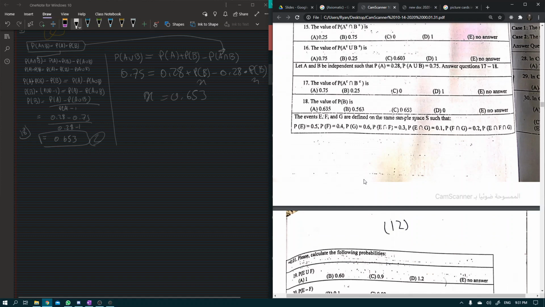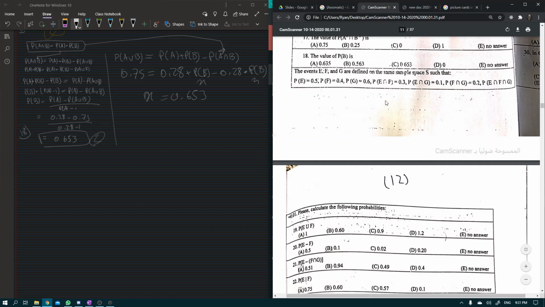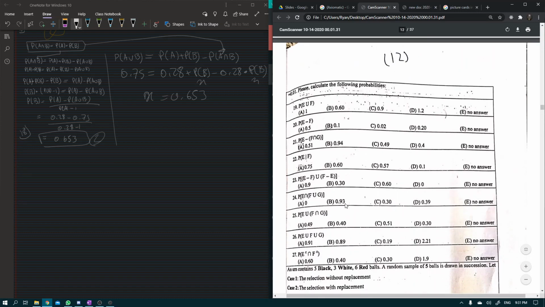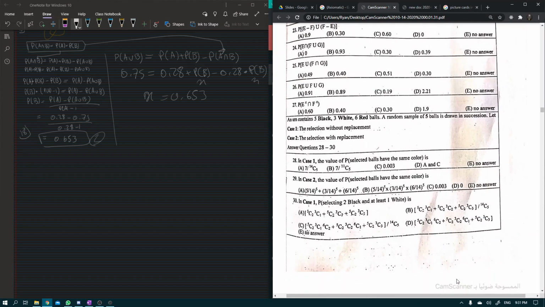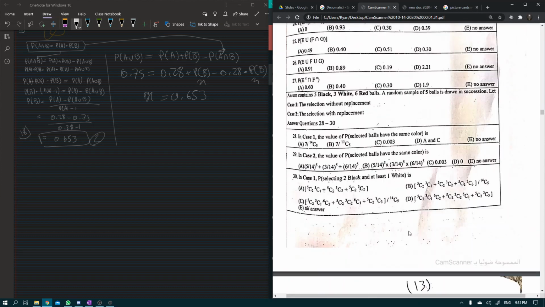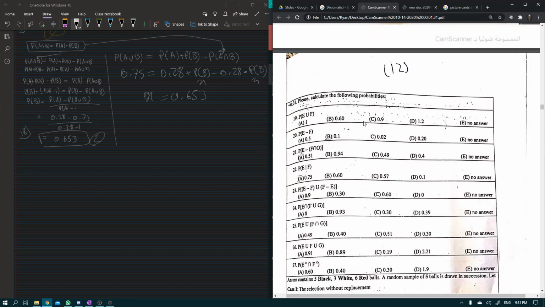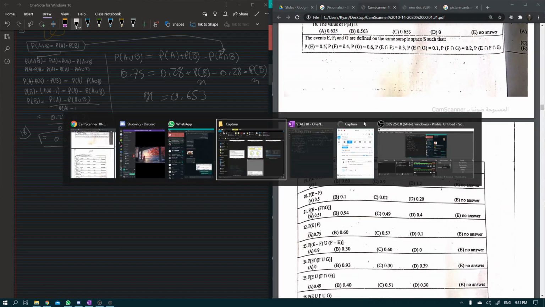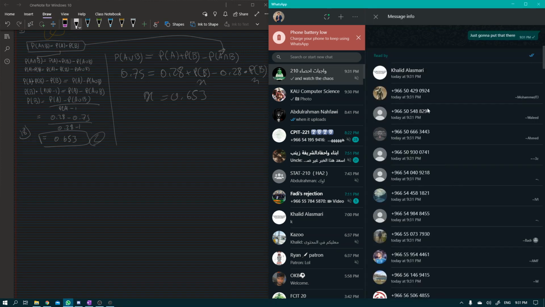I'll be right back. A, F, G are defined in the sample space. What is this? Oh, I thought there was more. He's right. There's so many no answer questions. No answers. Here you mean F. But did anyone see it?